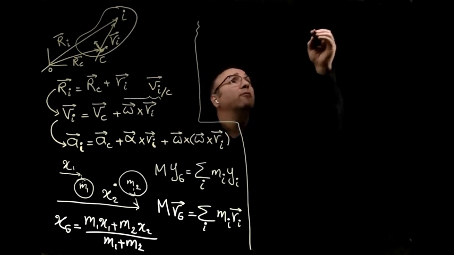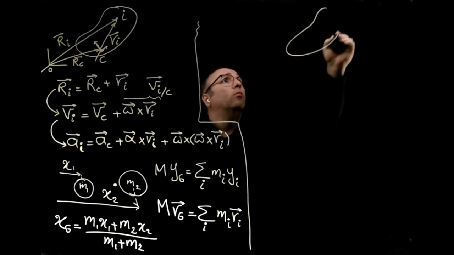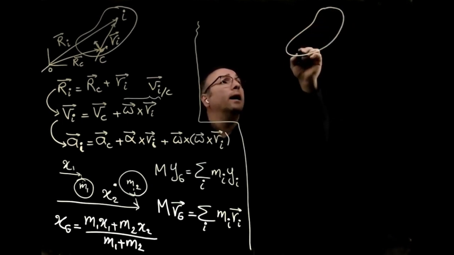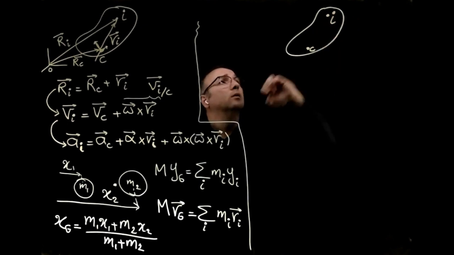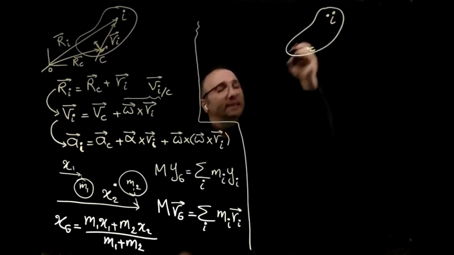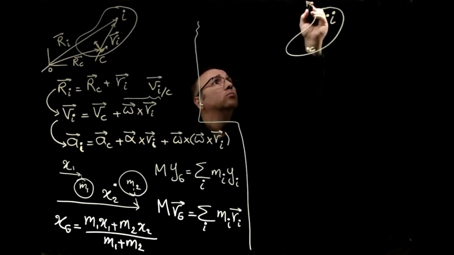Imagine again that I have a rigid body. And I have point C, like before, and I have point I, like before. And now, this point I would have some velocity.